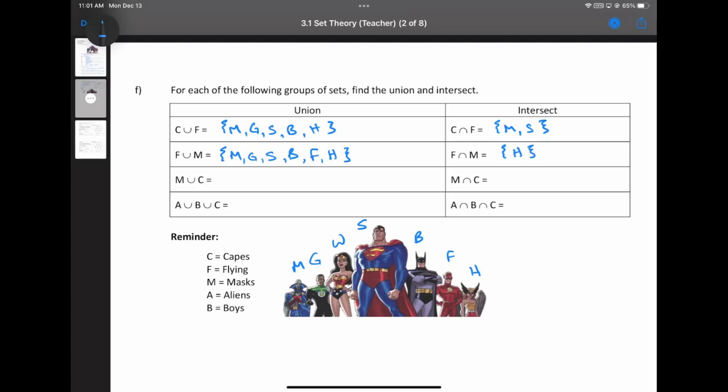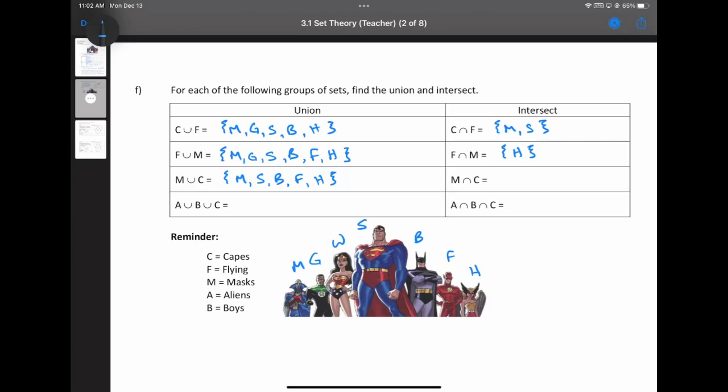Our next ones, M union C is masks or capes. So again, have to meet at least one criteria of mask or cape. Martian Manhunter has a cape. Green Lantern has neither. Wonder Woman has neither. Superman has a cape. Batman has a cape and a mask. Flash has a mask. And Hawkgirl has a mask and no cape.